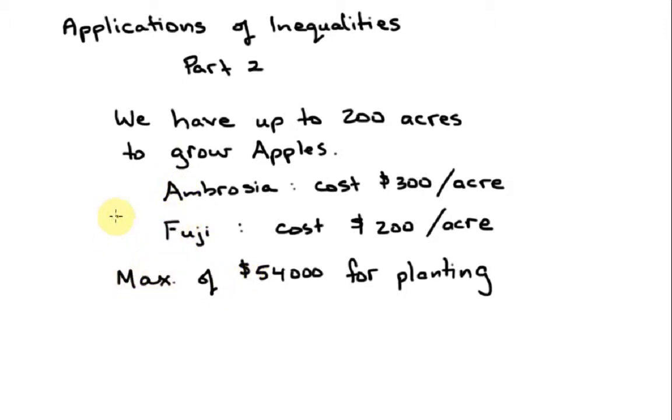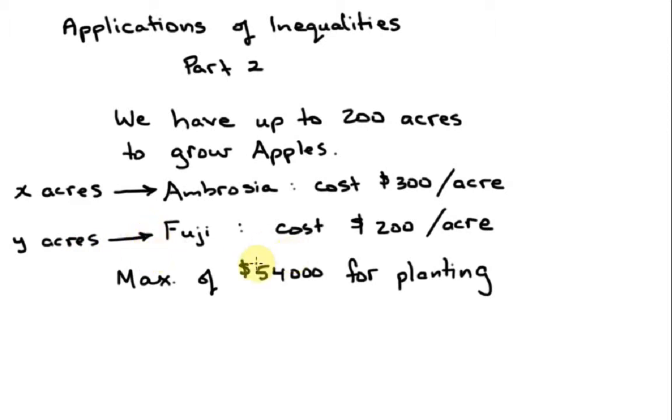So how do we do it? How do we set up inequalities for a rather complicated question like this? Well, the first thing I'm going to do is put some variables in. Let's say X acres is the amount of acres that we devote to ambrosia apples, and we'll put Y acres and devote those to the Fujis.